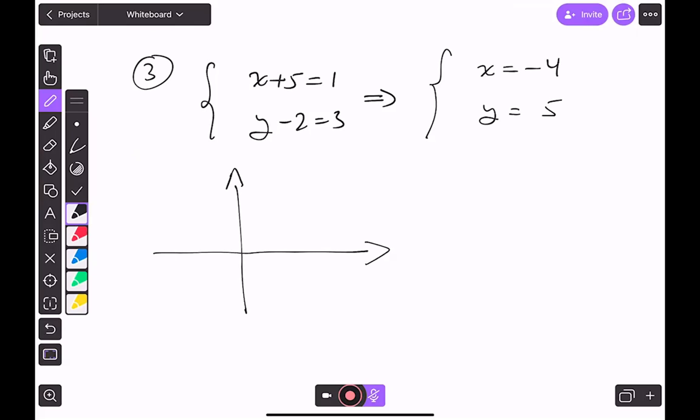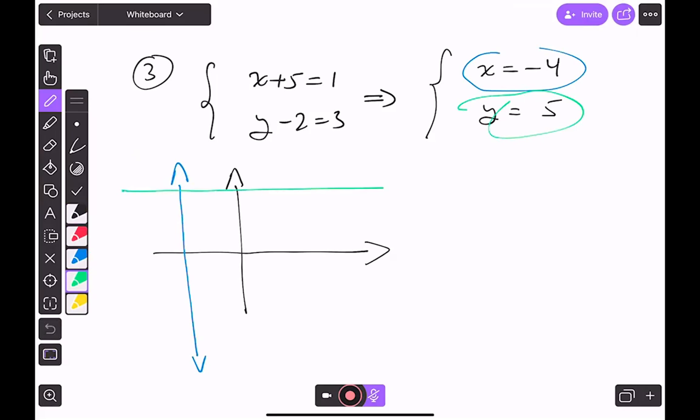And I'll graph them one at a time. I'll graph this one first. x is minus 4. And then I'll graph this one out. And that's y equals 5. And that looks like this over here. Did those two things intersect? Yeah, they did. Where'd they intersect? Right over here.